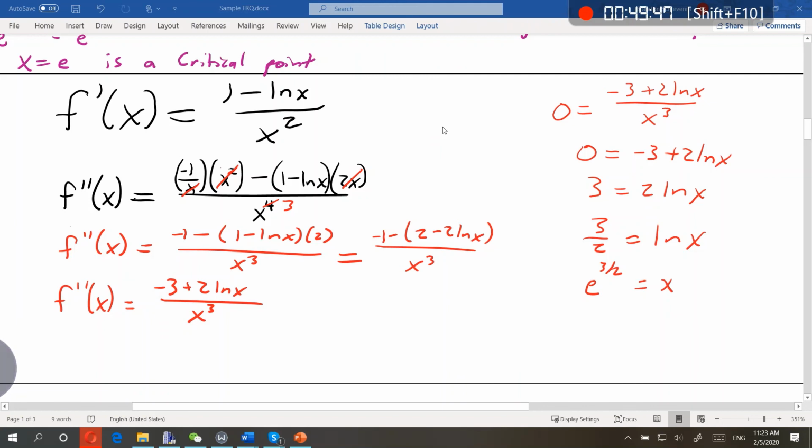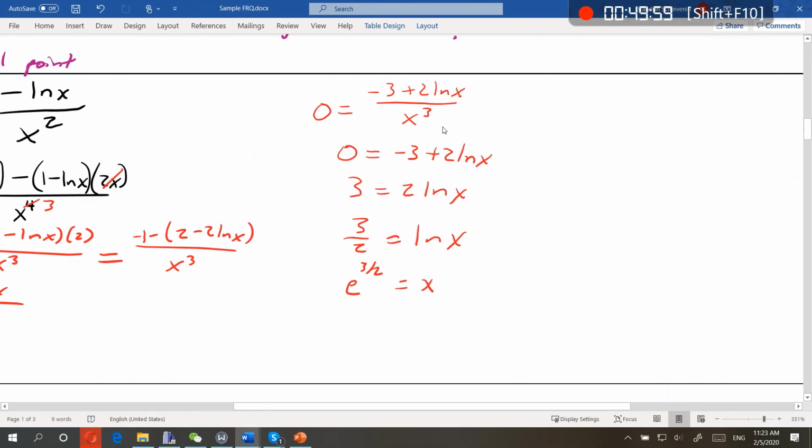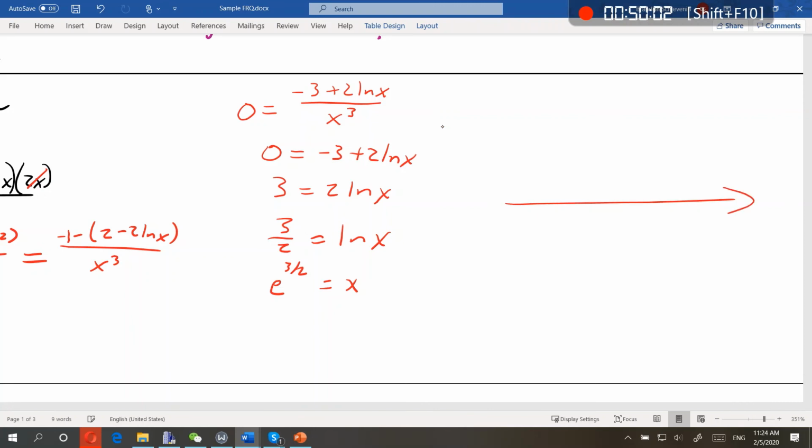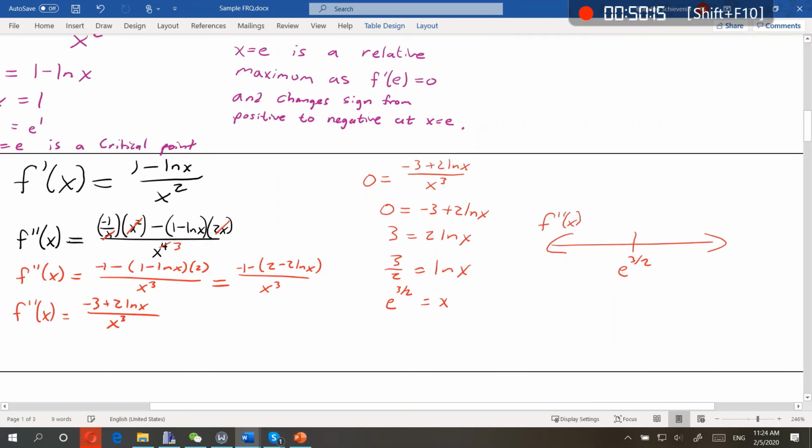Okay, to test and see if this is a point of inflection, I need to verify that we're actually going to change concavity here. So I'm going to do a second derivative test. So plugging into our second derivative this time at e to the 3 halves power. Okay, let me zoom out so we can see our function again. If I plug in e to the 3 halves power, the natural log and the e will cancel, so that'll be 3 over 2 times the 2 is 3, so this is negative 3 plus 3 is 0.